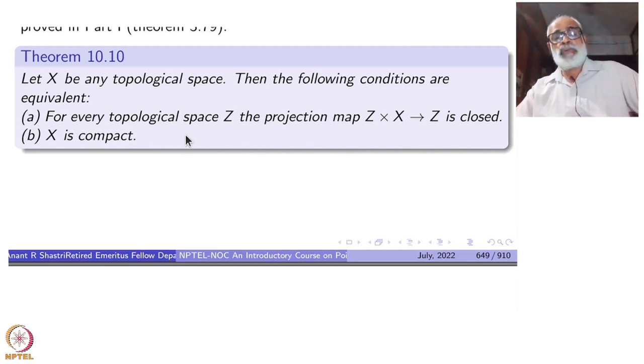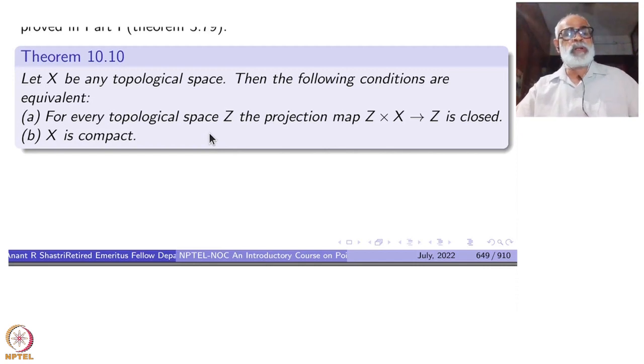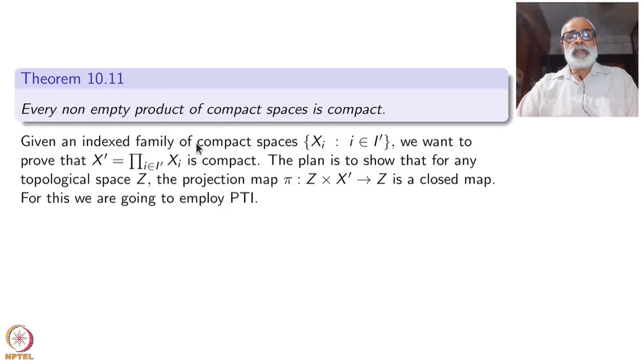So what we are going to do is employ this one both ways in proving that the Cartesian product of compact spaces is compact. Of course, you have to take a non-empty product. If you take an empty product, it is assumed to be a singleton or some such thing, there is no problem. But each space must be non-empty, that is important. Every non-empty product of compact spaces is compact.